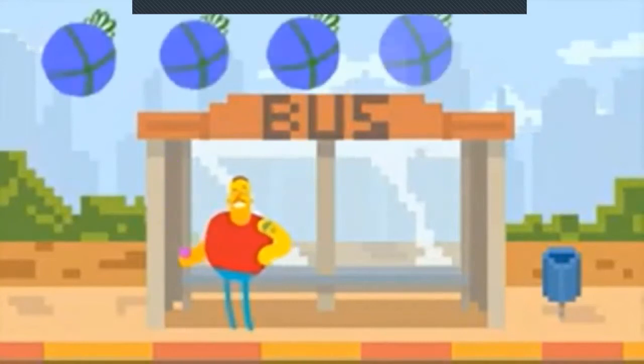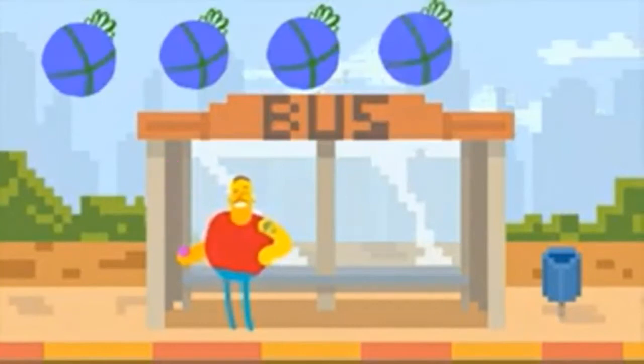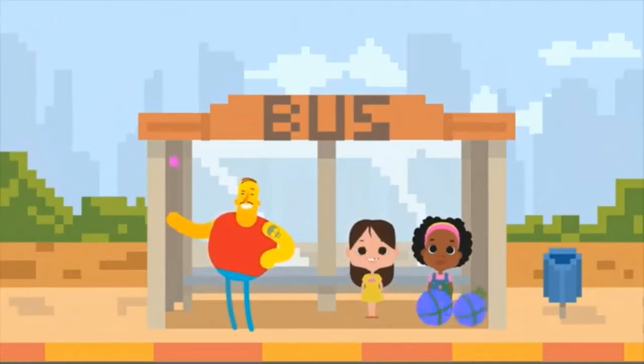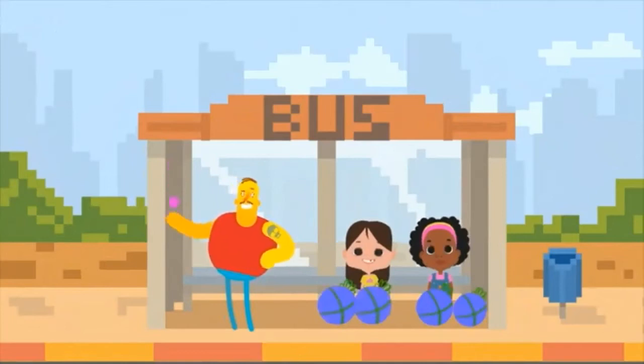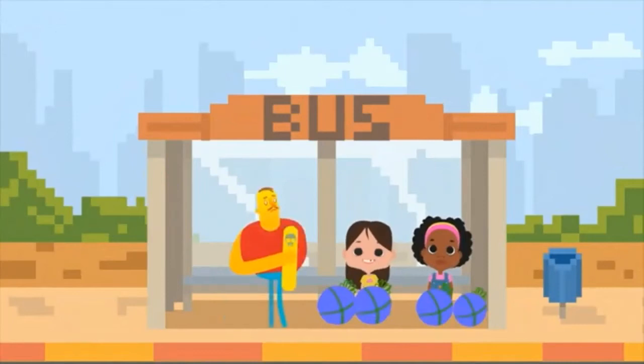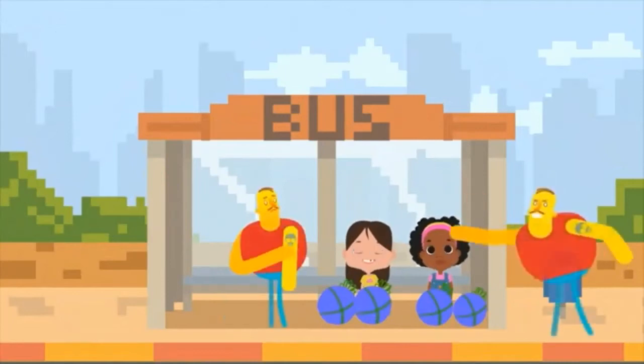So, I had 4 balls to give away, but I had 2 kids to share it with. So, what did I do? I gave 2 balls to one kid and 2 balls to the other kid. This is how I divided those 4 balls.